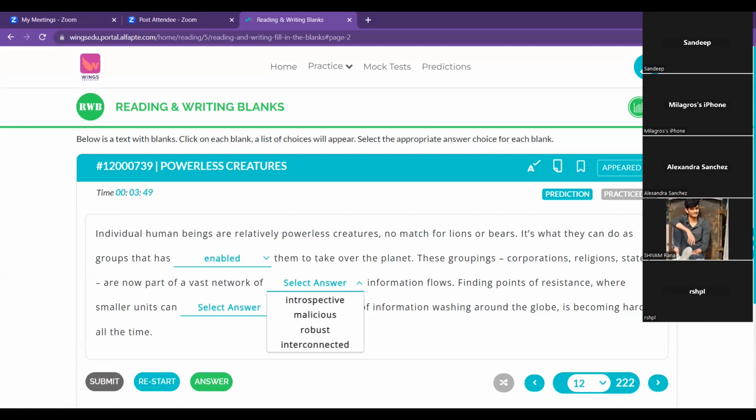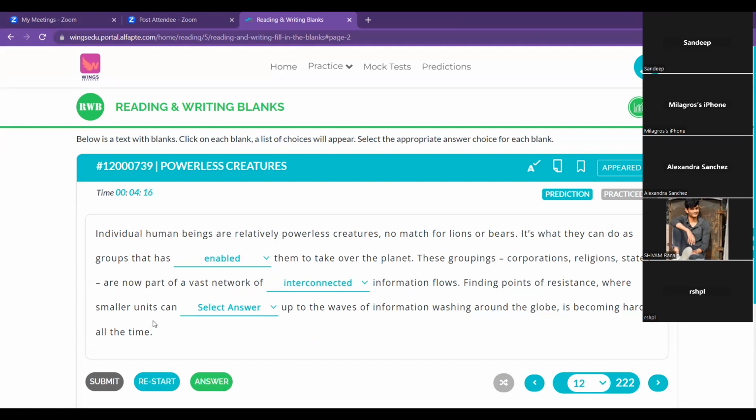Okay, let's see. Now, with information, what am I looking for? Introspective, yes or no? No. Introspective means going deep within yourself and looking at yourself. No. Interconnected is the last one. Okay, yes. Why do you think so, Mila? Why is it interconnected? Because it's a network. Yes, the word is network, correct. That's the word that gives me the answer. The word here is interconnected. Well done, Mila. Good, good, good.